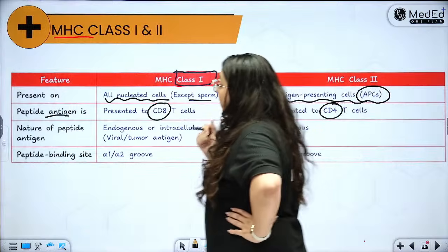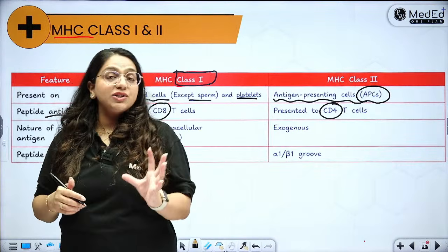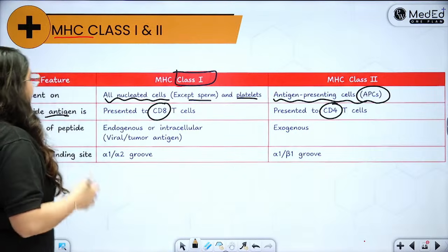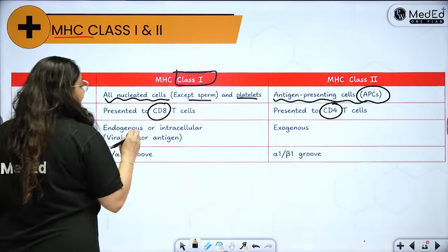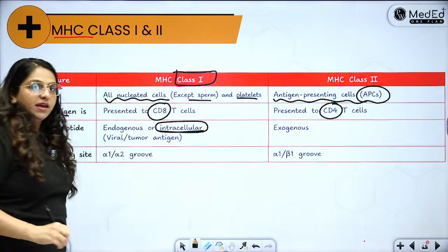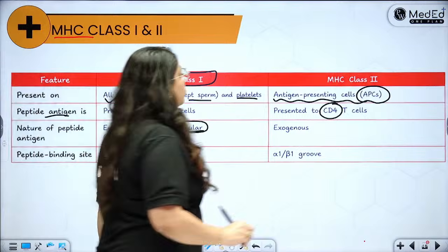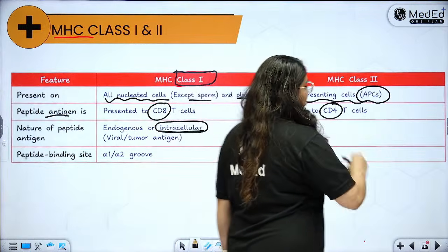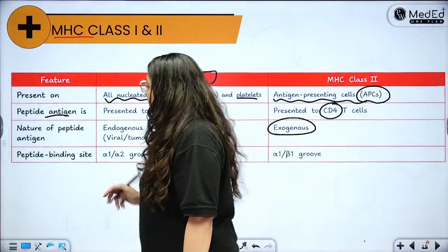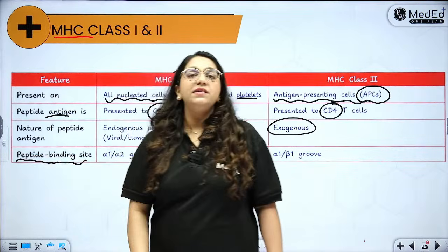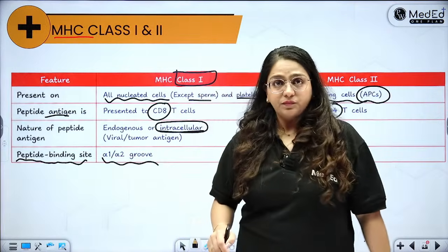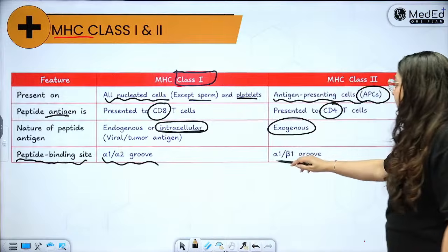The nature of peptide antigen, the nature of antigen which this MHC shows to the T cell, is: MHC class 1 will take endogenous or intracellular antigens. Whereas MHC class 2 will take exogenous antigens and present to the T cells. The MHC class 1 peptide binding site is present where? It is present in the alpha 1 alpha 2 groove, and for class 2 it is present in the alpha 1 beta 1 groove.